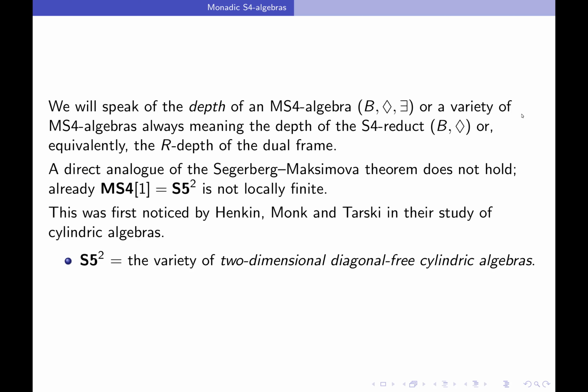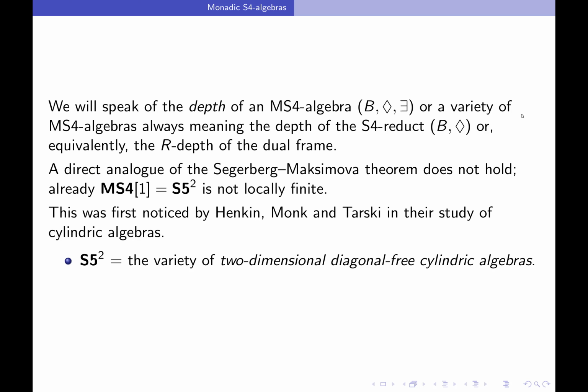And it fails already in depth 1. So this MS4 depth 1 asserts the axiom that says that R is depth 1. So you have a quasi-order and an equivalence relation. You've just asserted that your quasi-order is actually depth 1, so it's another equivalence relation. So you have this S5 squared situation, which is basically just 2 commuting equivalence relations in your dual space. And so this MS4 depth 1 is identified with a variety that people normally think of as S5 squared, because you have 2 S5 operators.